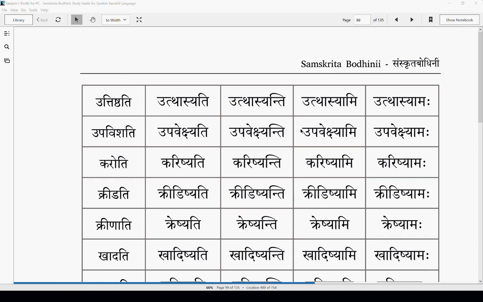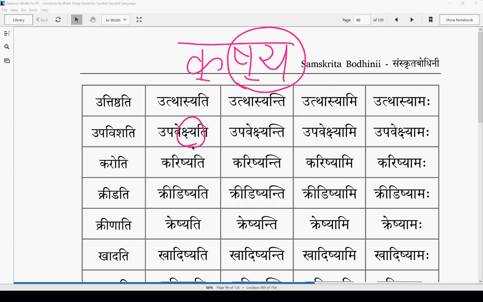Upavishati, that has turned into Kshya actually. Because what is Ksha? Ksha is nothing but Ka, Sha and Ya, right? So there is a Sha here. There is still Sha here. Upavekshyati.